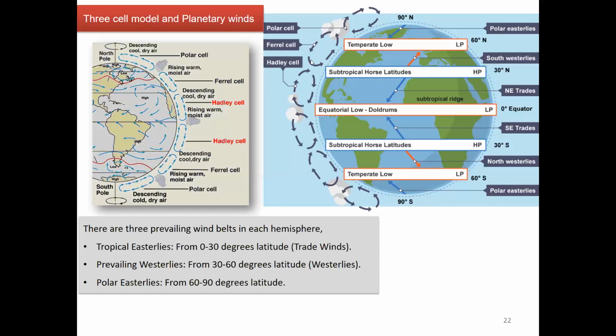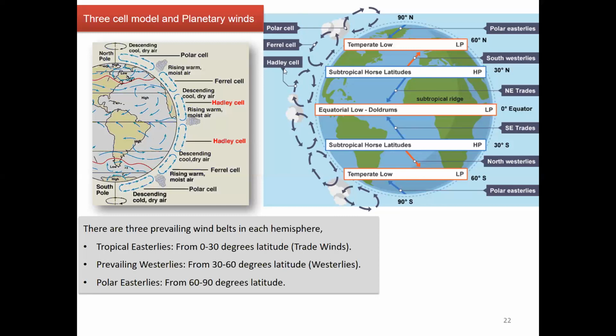This is a three-cell model, and the surface wind blowing in this Ferrel cell is the southwesterly. Since they are moving from the south towards the north, from the southwest direction, they call it southwesterly. In the southern hemisphere, they call it the northwesterly. So this is a three-cell model, which is a combination of the polar cell, the Ferrel cell, and the Hadley cell.